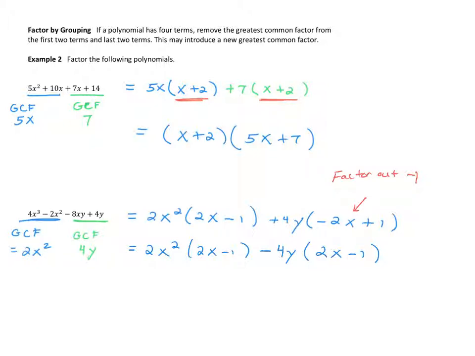I now have a common factor that I can remove from both of those terms. I can take out 2x minus 1, and I'm left with 2x squared minus 4y. And I'll treat this as my final answer, kind of like this one up here was factored in two pieces, and that's it.